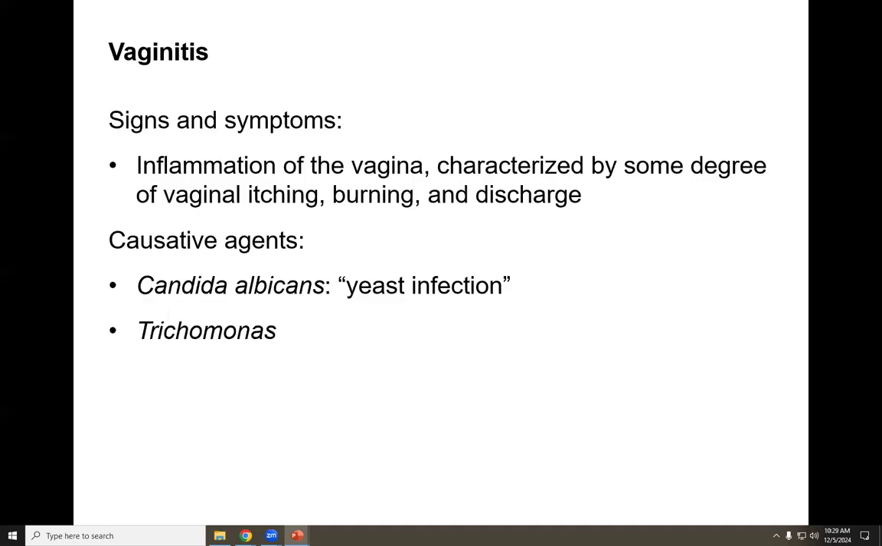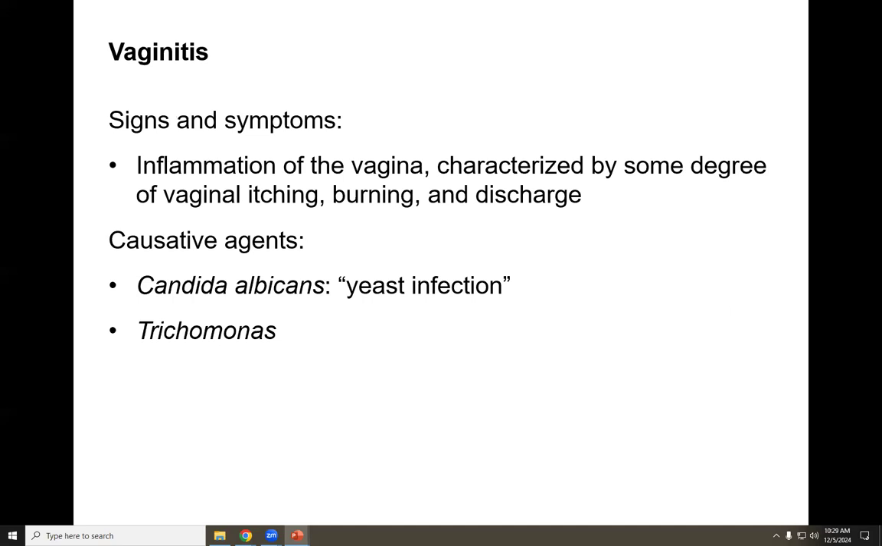All right, so vaginitis is different from vaginosis. With vaginitis, we have actual inflammation of the vagina. There are two organisms that we need to know that can cause vaginitis, and that's really the only symptom they're going to be associated with, okay?